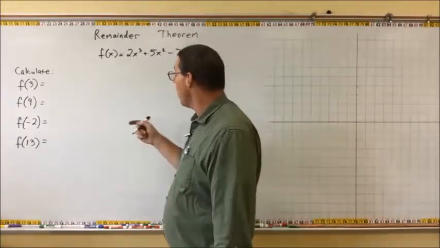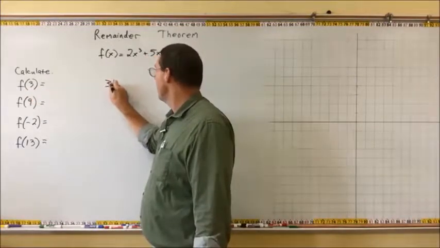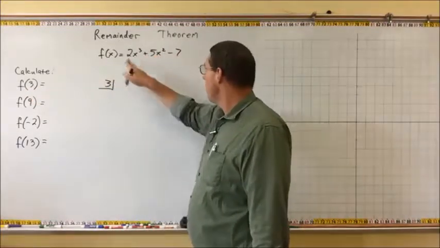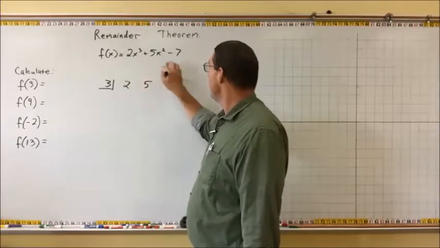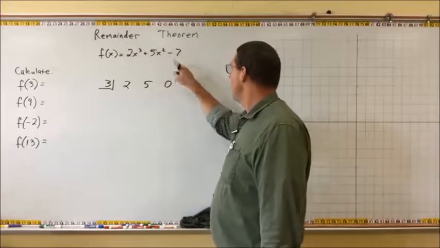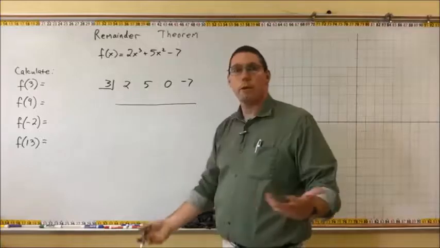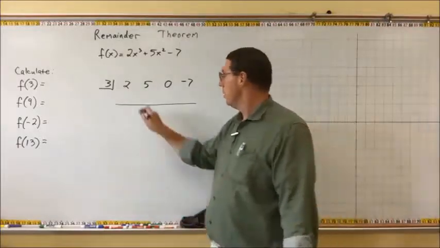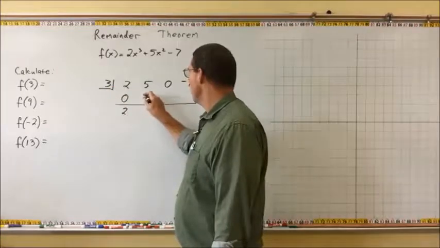Well, we can find out by using synthetic division. We'll put this 3 in a half box, then we'll put a 2, then a 5, then because there's no x to the first power, we're going to put a 0, and then this negative 7. And then we're going to draw a line, and we're going to do synthetic division. Put a 0 here, 2 plus 0 is 2, times 3 is 6.